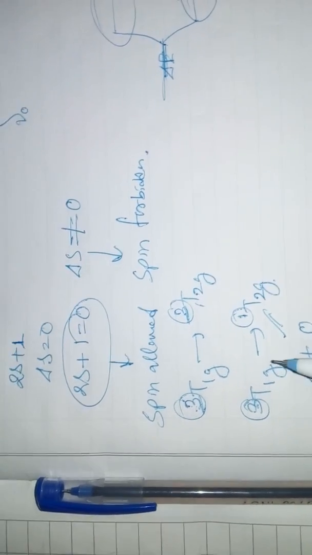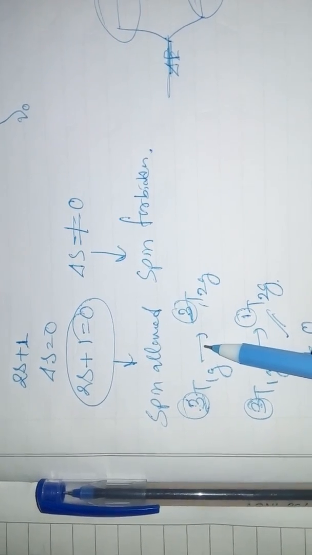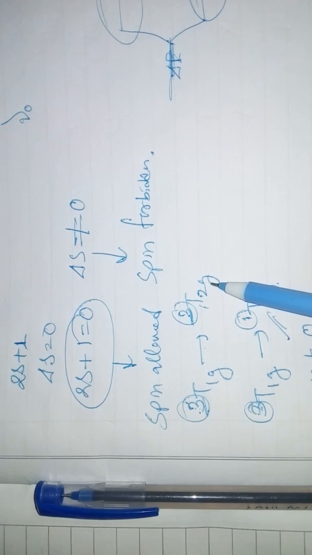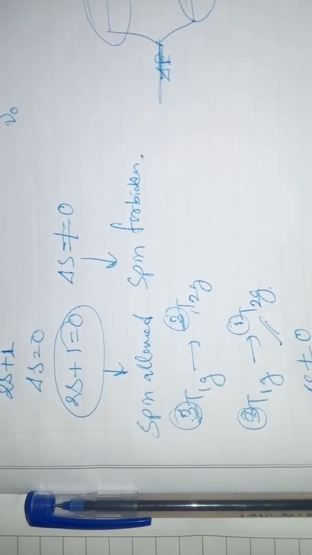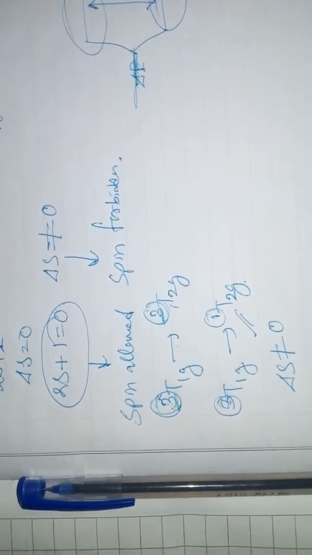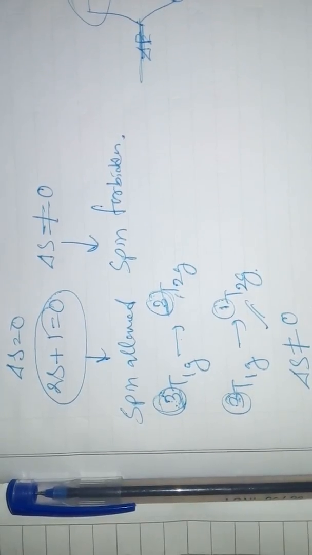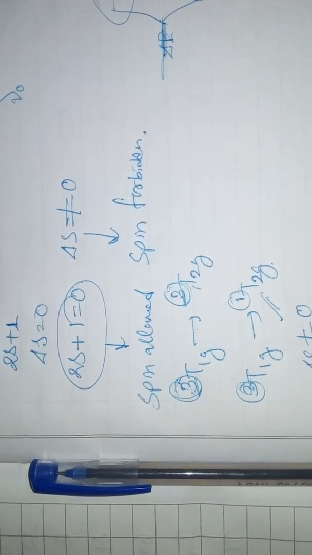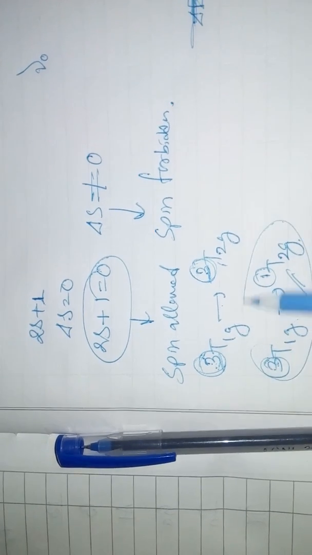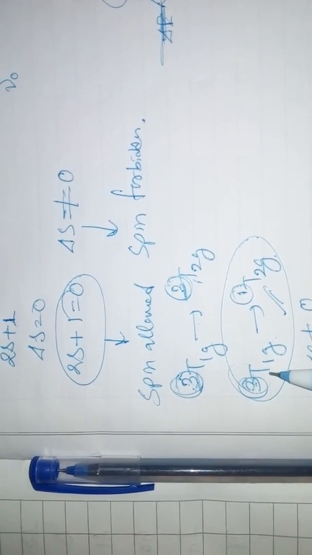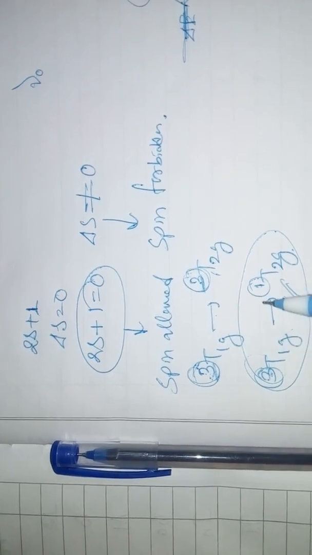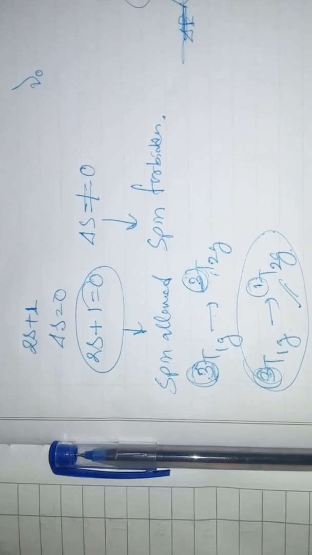Now 3T1G changes to 3T2G: the two energy levels involved in the transition have the same spin multiplicity, that is 3. Whereas in 3T1G changes to 1T2G, the spin multiplicities of the two energy levels are 3 and 1.